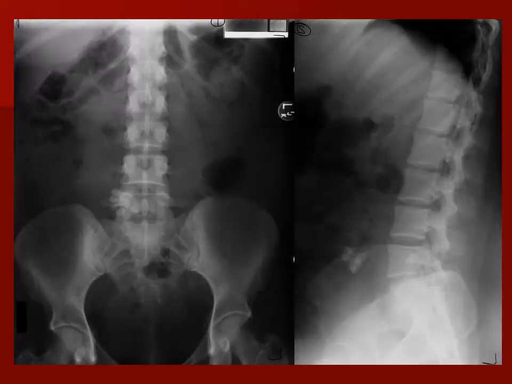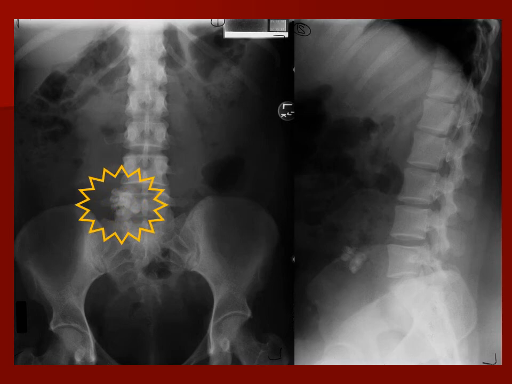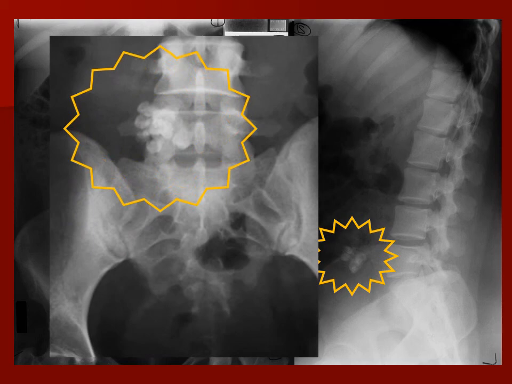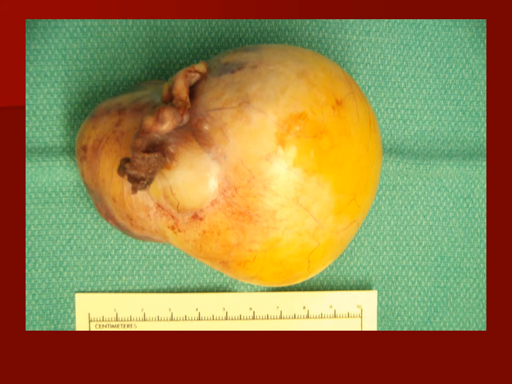In a different patient here, looking at plain films of the abdomen, we can see a cluster of calcifications. And if we magnify this, we can see that these are actually well-formed teeth. Teeth are actually ectoderm and not mesoderm, and they are extremely common in well-differentiated ovarian teratomas.